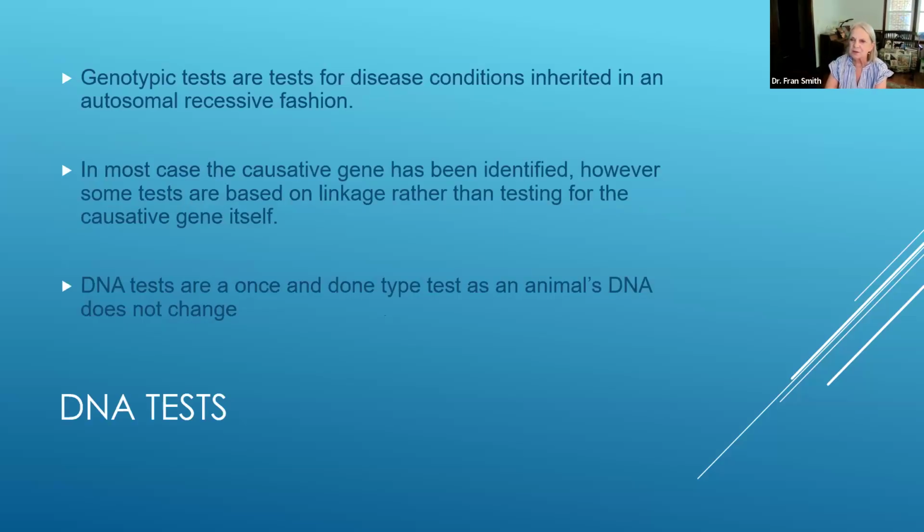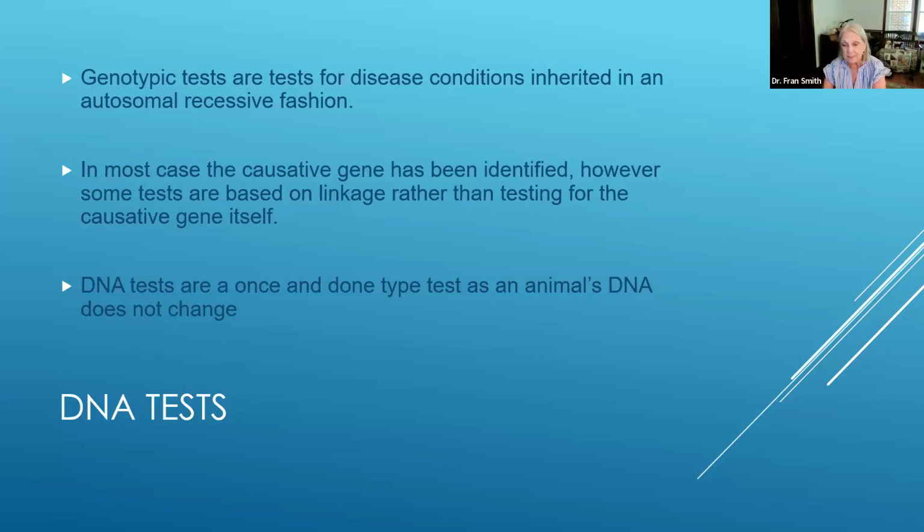So genotypic tests are tests for disease conditions inherited in an autosomal recessive fashion. That means if you are going to have the PRA disease that I previously talked about, in order to have 2 copies of that disease, you would have to get 1 copy from each of your parents, and ultimately, as you age as a dog, you would become blind. In most cases with genotypic tests, they have identified the whole gene. However, in some tests, the tests are based on linkage rather than testing for the causative gene itself.